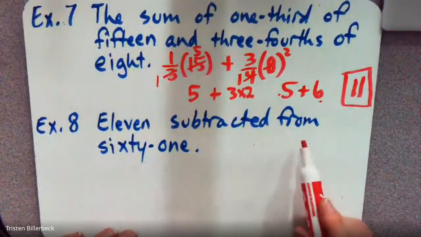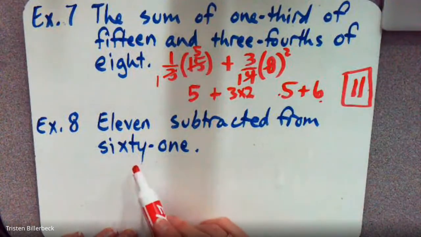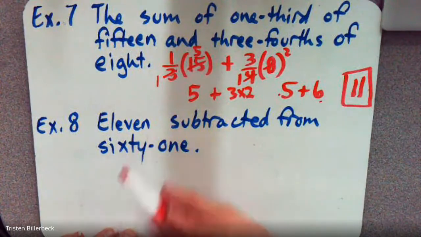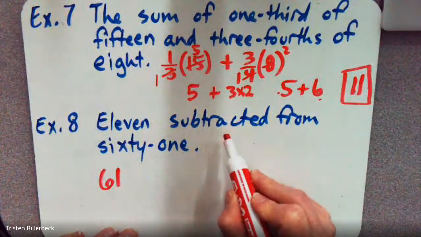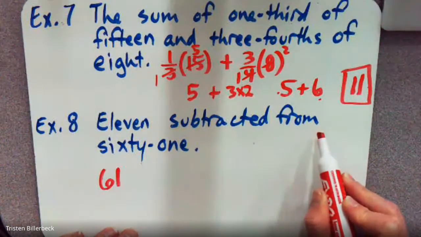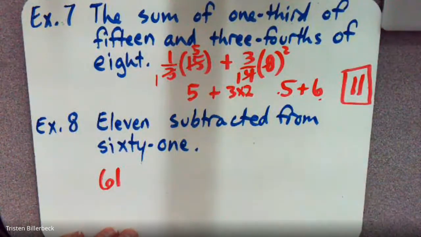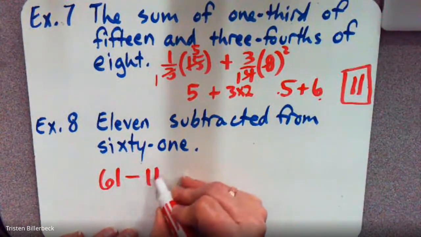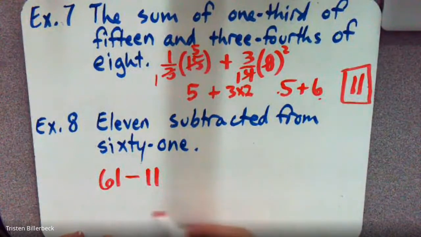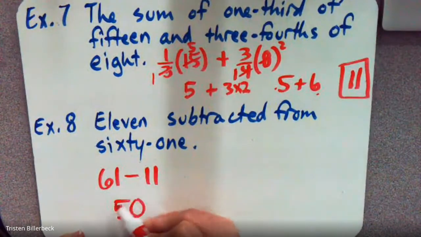11 subtracted from 61. So that means we're starting with 61 because we're acting upon something. We're subtracting 11 from something. So we subtract 11 from 61. Well, that's just 50.